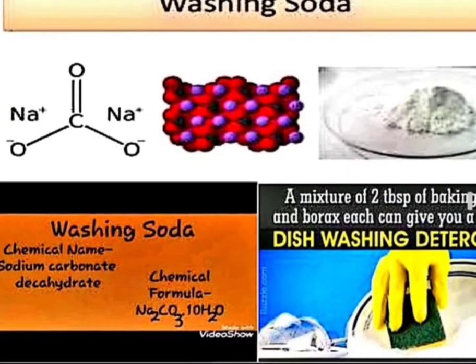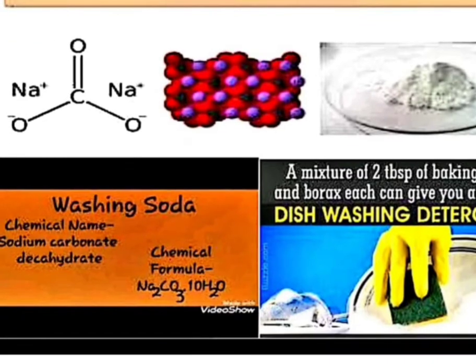See the structure of Na2CO3. You can see in the middle carbonate is there, that is C double bond O, O minus and O minus, which is the structure of the carbonate ion, and on its two sides two Na plus ions are there. So this is how it looks. Now a mixture of 2 tablespoons of baking soda and borax each can give you a dishwashing detergent.